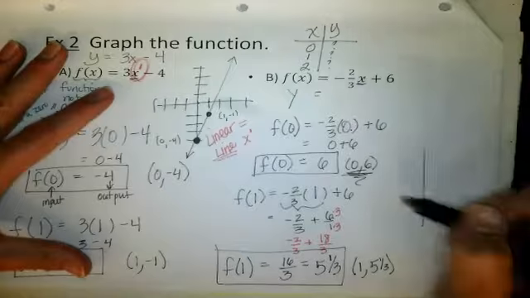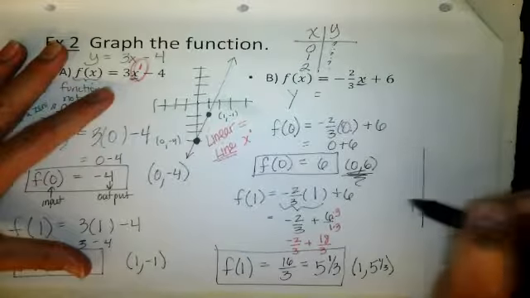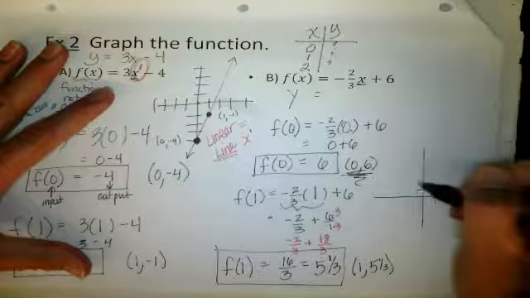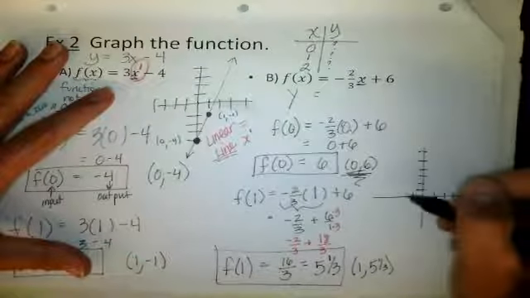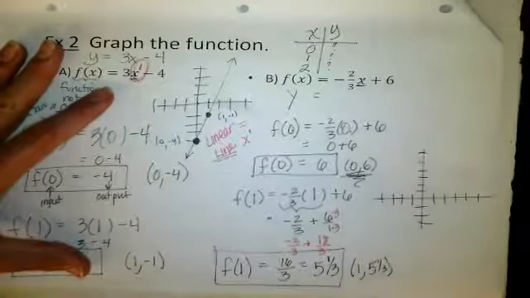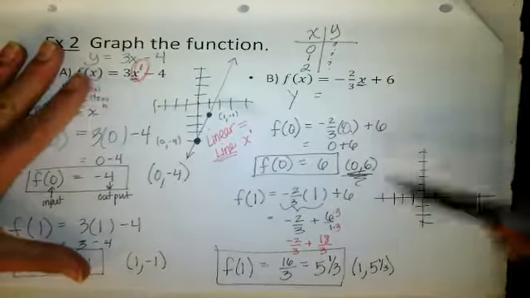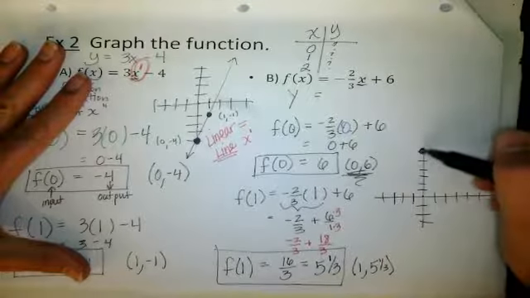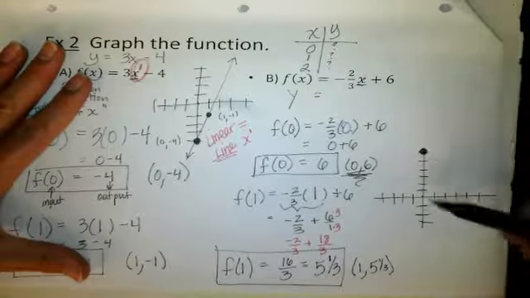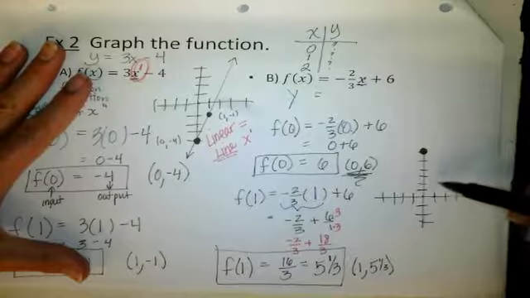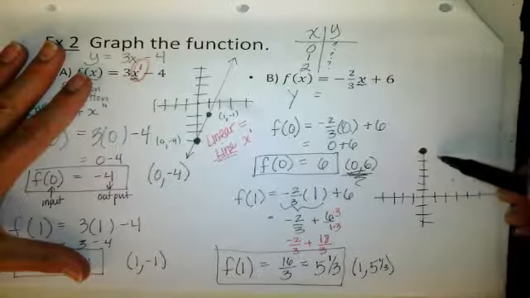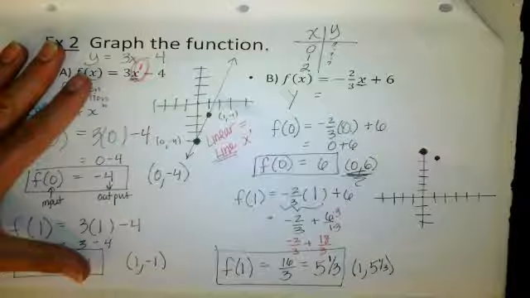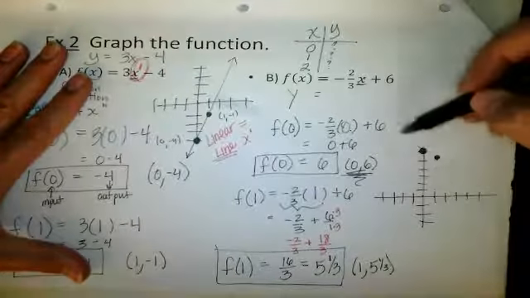And I can make a little chicken scratch graph. 1, 2, 3, 4, 5. 1, 2, 3, 4, 5, 6. So again, I'm just plotting my points. 0, up 6. And then 1, up 5 and a tiny little bit, a little past 5, and then I can connect those with a line.